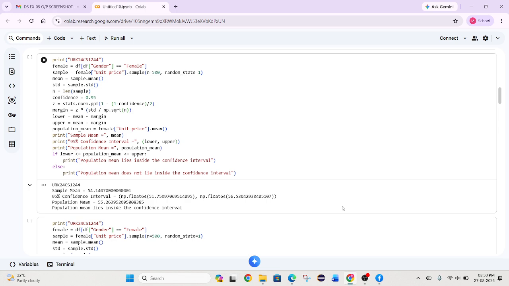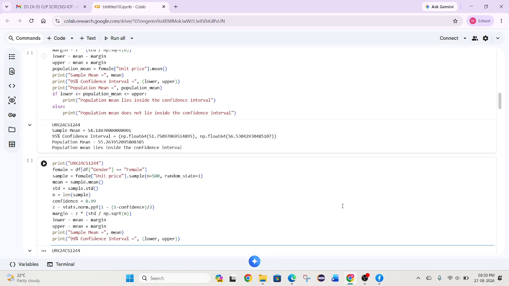Checking the population mean, this code also calculates the population mean. Then it checks whether the population mean lies between the lower and the upper limits. For example, suppose our sample mean is 50 and margin is 2, then the confidence interval is 48 to 52. So 48 is the lower limit and 52 is the upper limit.